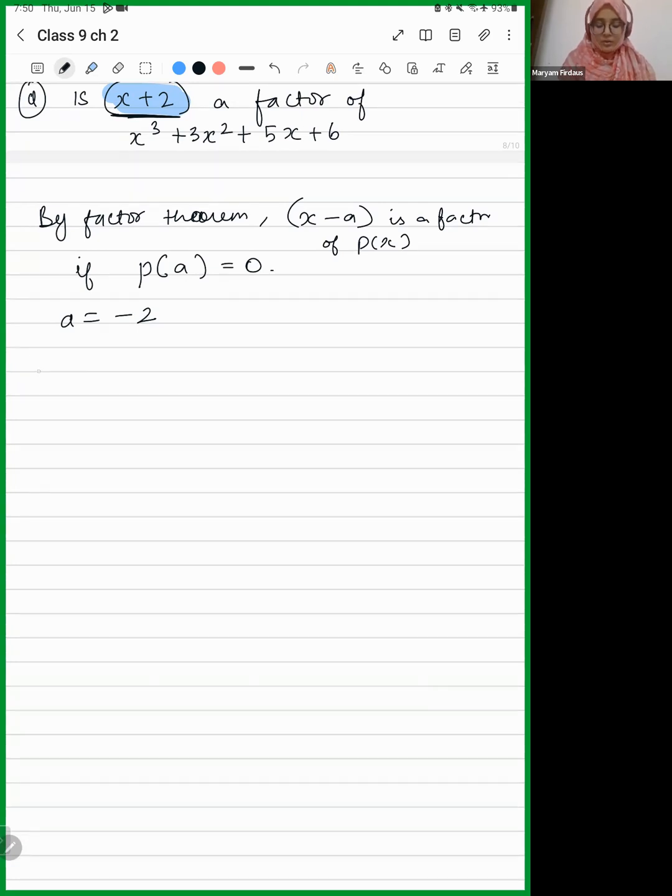So now we find P of minus 2. And if P of minus 2 turns out to be 0, what will that mean, Abdul Jabbar? X plus 2 is a factor of P(x). Very good. So now let's find P of minus 2. That basically means just take this polynomial and wherever you have x, just put minus 2 over there.